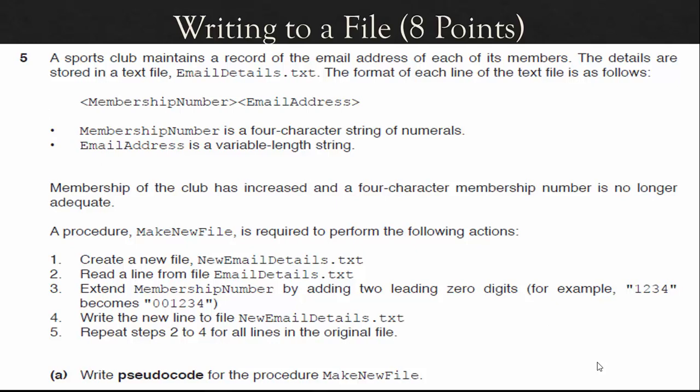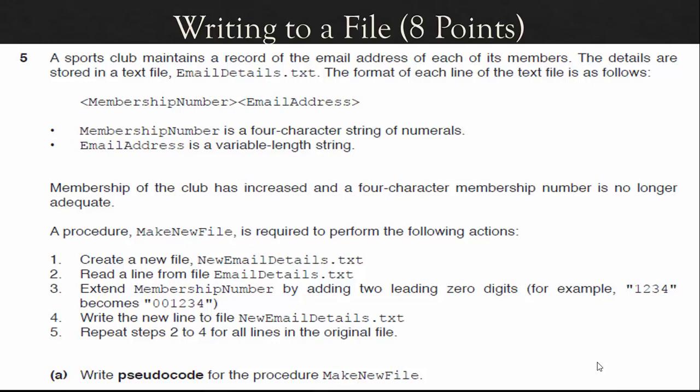Now, we're starting to get into the meat of the question, figuring out what is it that they want us to do. A procedure, make new file, is required to perform the following actions. So we have a procedure, not a function here. Name of the procedure, make new file. Step one, they want us to create a new file, new email details.txt. All right, we've done that. Number two, read a line from email details.txt.